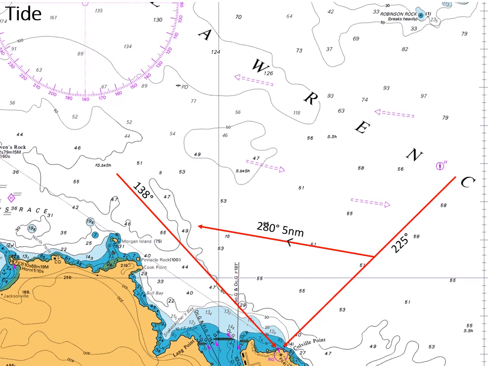We then plot our tide onto the end, exactly the same as we would do an estimated position. 130 degrees at 1.25 knots, and that becomes our estimated position.